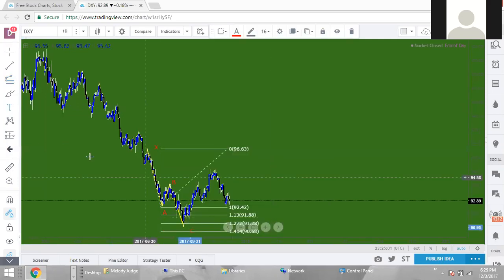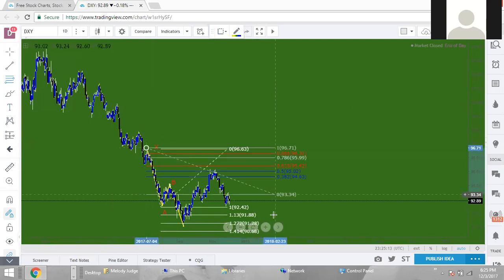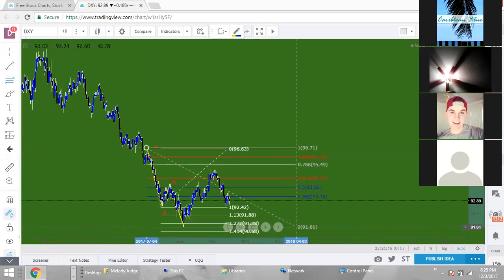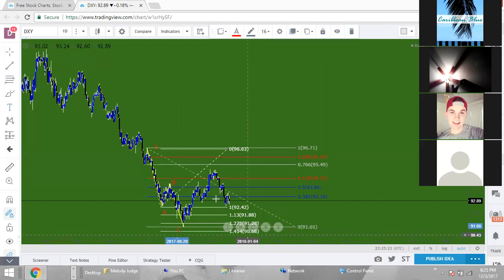Now, once C has been identified, we're looking for a D leg to complete, which is where we'll be looking to get into the market. We take a Fibonacci retracement from X all the way down to C, which I don't have labeled. As you can see, we needed it to come up to the 786, and it didn't quite come to the 786.